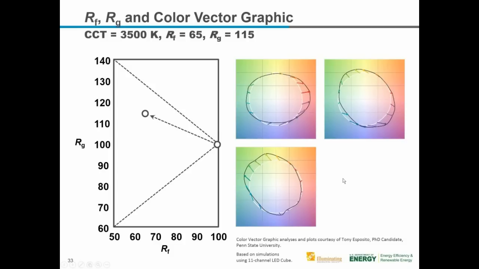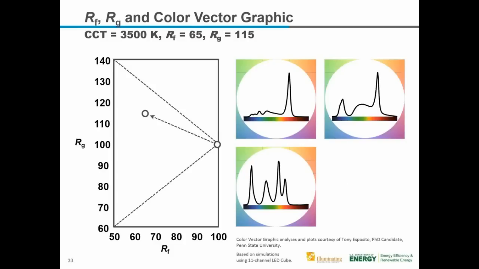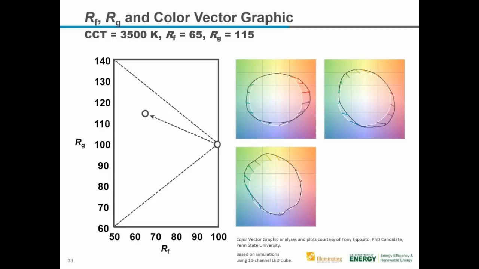So these three spectral power distributions, even though they have the same scores for RF and RG, we really need to also refer to the color vector graphic to fully understand how color distortion is going to occur for these three sources.